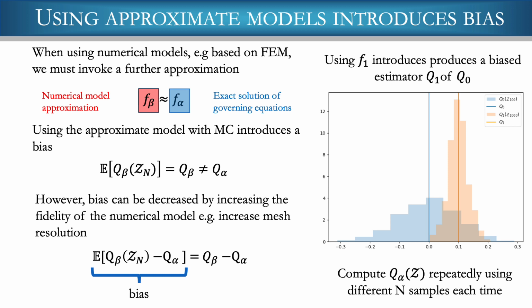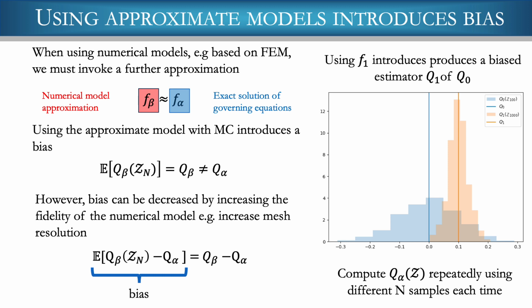However, often we must make a second approximation. Specifically, one may want to compute the mean of f alpha, but only have access to an approximation of f alpha, which I will call f beta. For example, f alpha may represent a quantity computed using an exact solution to a partial differential equation, and f beta represents the same quantity computed using the finite element method.